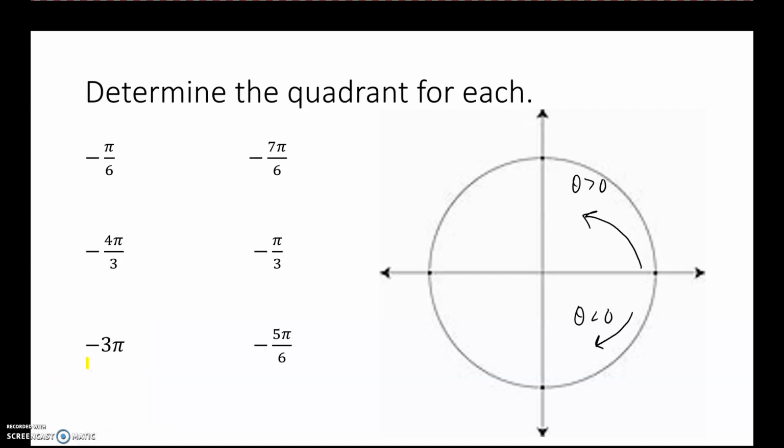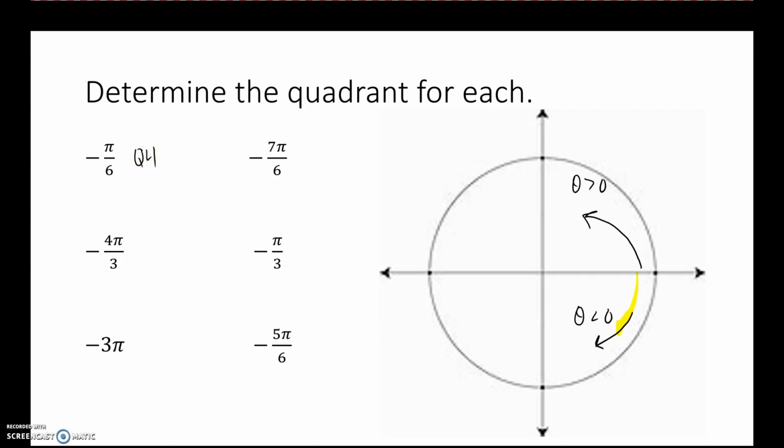And you got to think pi over 6, from here, I would be rotating, it'd be a first quadrant rotation, but in the opposite direction. So from start, I'd rotate and I'd land about there. So I'd be in quadrant 4.